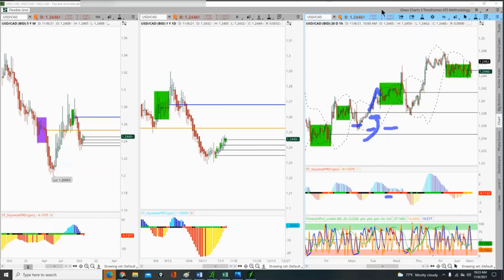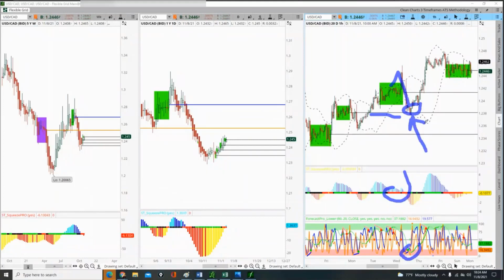And looky, another squeeze. Boom, everybody got suckered. What did it do? Everybody got stopped out. What did it do? Came right back down to value. Got a divergence. You now accumulate your position. You have a store. You're accumulating inventory, which is the price, at a discount.